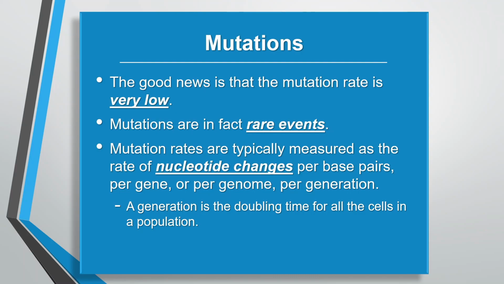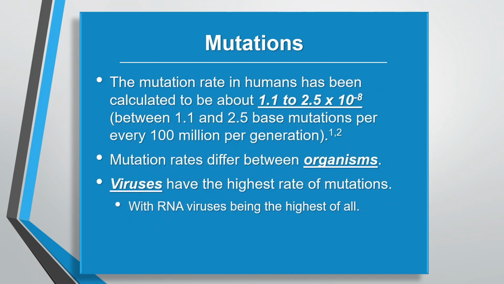And a generation is the doubling time of all the cells in a given population. Now, the mutation rate in humans has been calculated to be approximately 1.1 to 2.5 times 10 to the minus 8th. So that's between 1.1 and 2.5 base mutations per every 100 million.